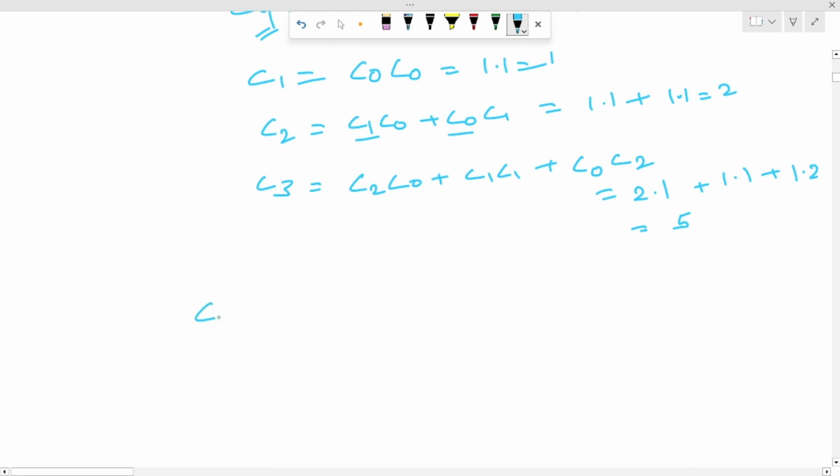Similarly, let's find C4. C4 would be nothing but C3. The first starts from n-1, the second value starts from 0. The first value will decrease so C2 will come. The second is increasing, so it would be C1, this would be C2, then this has to be C0 and this should be C3, right? This is how we can calculate C4.